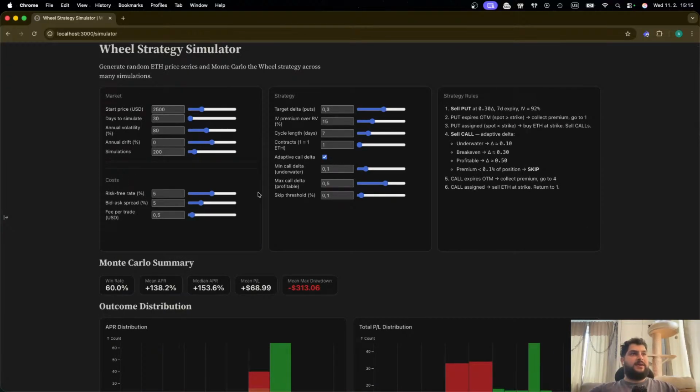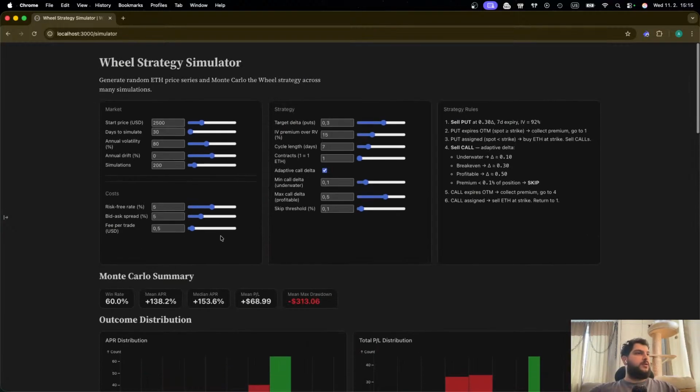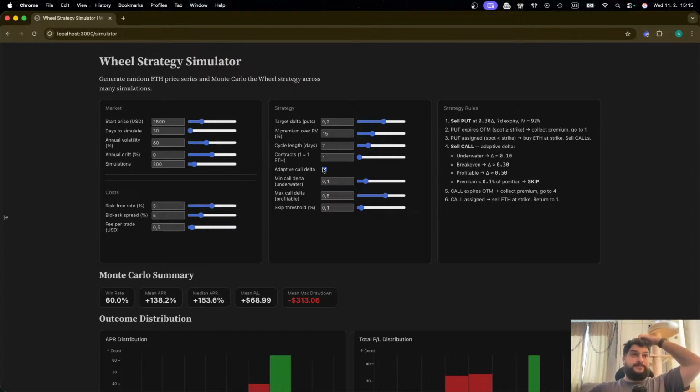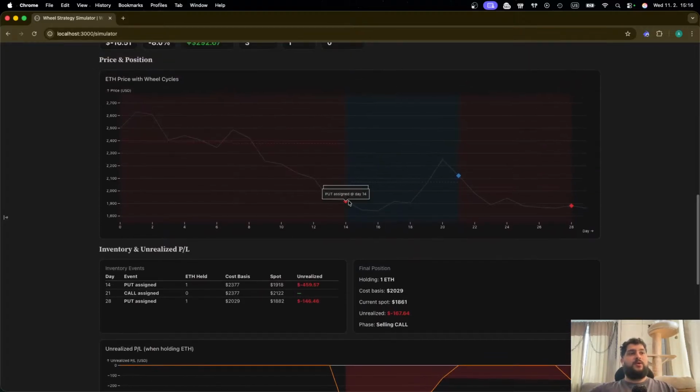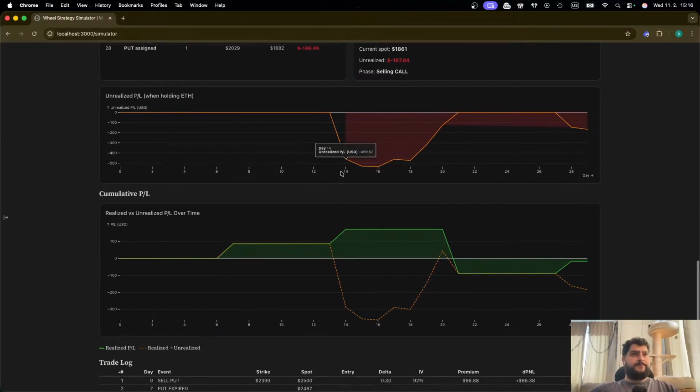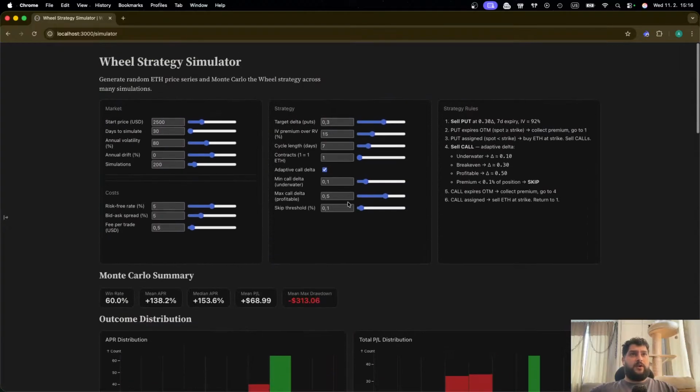So we added the dynamic, where is it here, adaptive call delta. Basically it was dynamically chosen based on the current price during the purchase. If we are underwater, then we put the lowest delta. If we are break even, we put a mid delta, if profitable more, and then we also have a skip threshold.